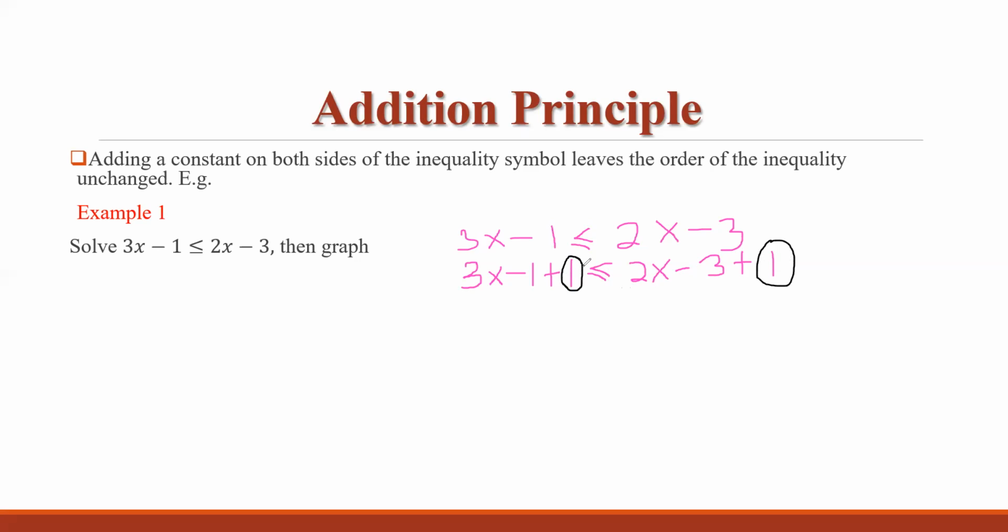When you get -1 plus 1, you are going to get what? We are going to get a 0. So we are going to remain with 3x on the left. Remember this one, -1 plus 1 is what? It is a 0. So less than or equal to 2x.